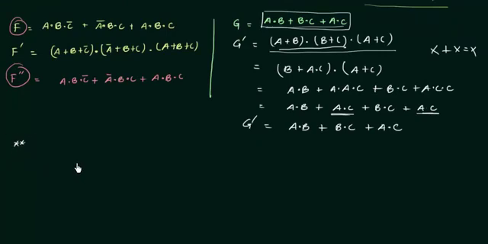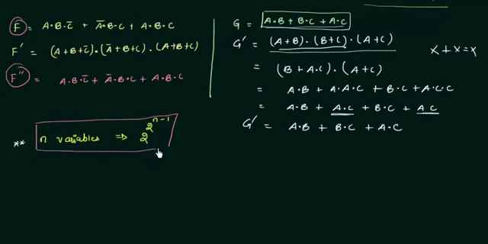If you have n variables and you want to find out the self-dual for these n variables, then how many self-duals are possible? If you have n variables and you are willing to find out the self-dual, then we have 2 to the power 2, and again its power n minus 1. So this is a very important trick that you can use in your exam.